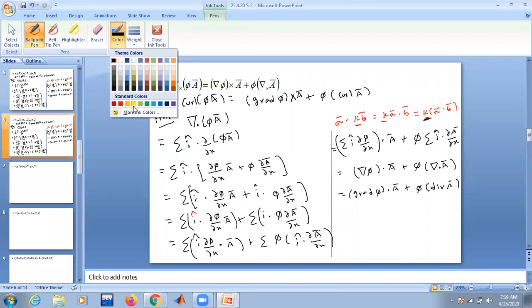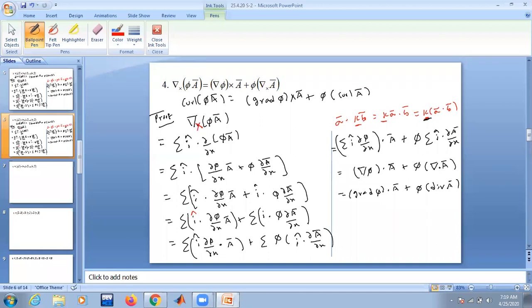So what is LHS? Del cross phi a bar. Again, what is the definition of curl? Sigma i cross dou by dou x of the vector. Again, i cross, derivative of a scalar into vector. Dou by dou x of phi a bar is dou phi by dou x into a bar plus phi into dou a bar by dou x.